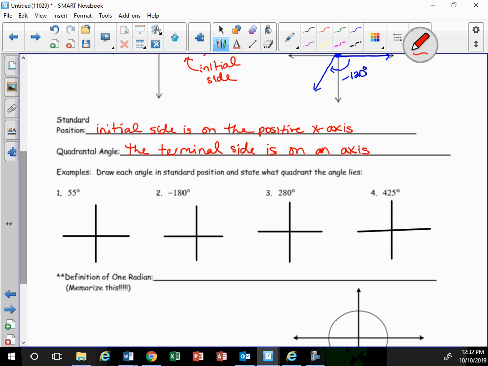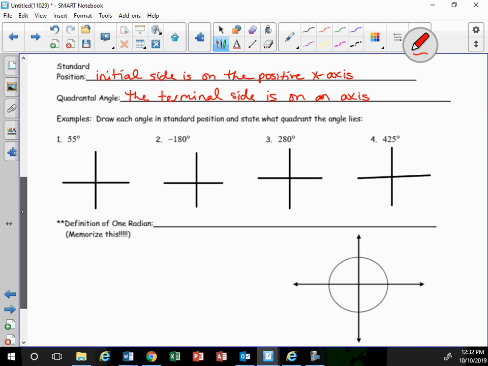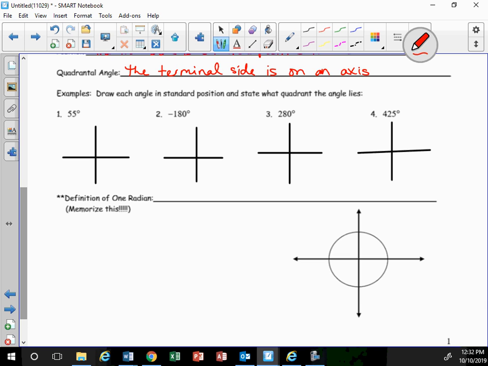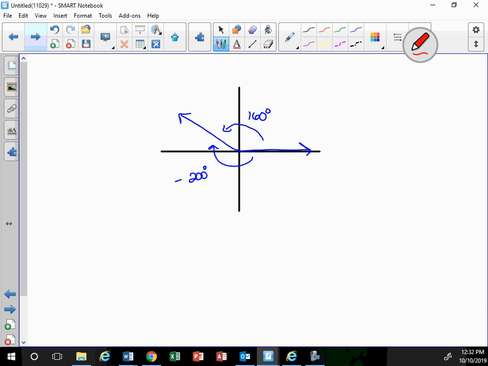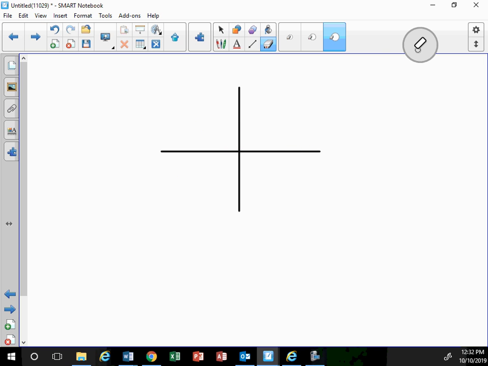All right, so now we're going to draw a few angles. So go ahead and draw on your little x and y lines there. But back to this, I just want to make sure we know a couple of things. Can you guys name the quadrants? 1, 2, 3, 4. Like a C. That's almost an I. Let's make that better. Okay.